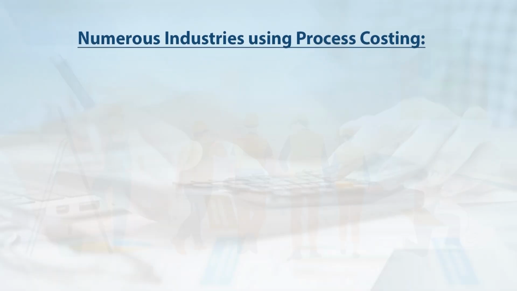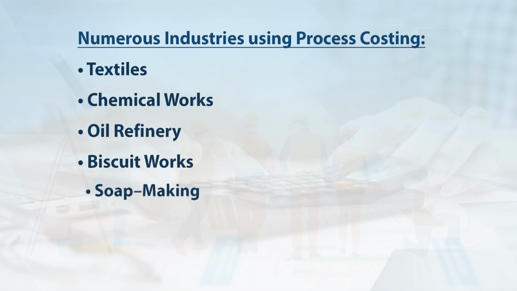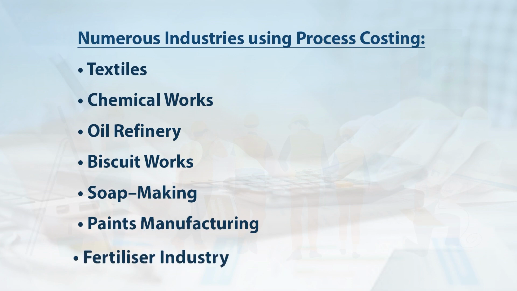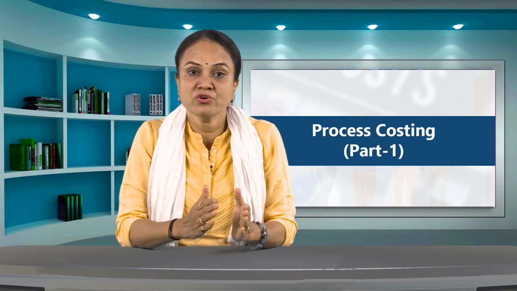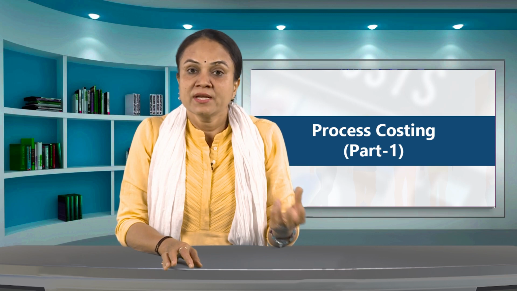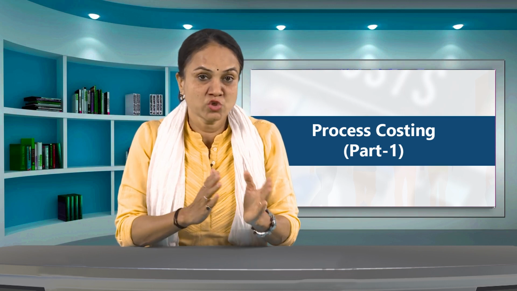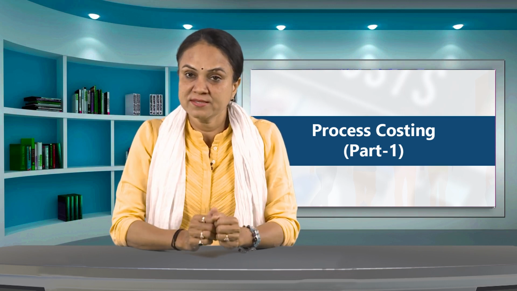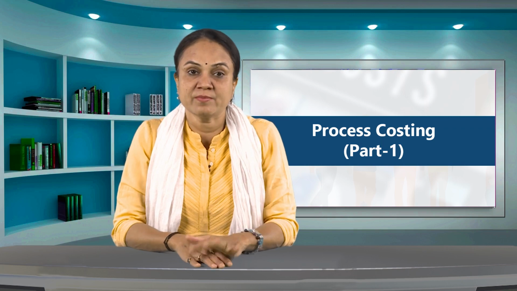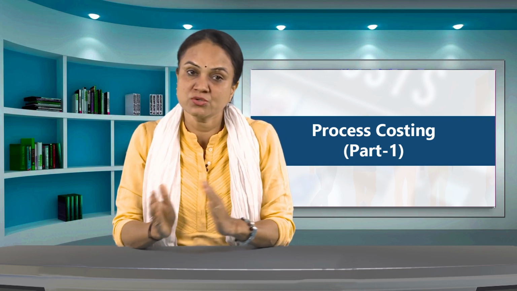There are numerous industries using process costing, some of which are textiles, chemicals, oil refinery, biscuit works, soap making, paint manufacturing, fertilizer industry, etc. In case of unit costing, cost of a product is categorized into different costs like prime cost, factory cost, office cost, cost of sales, etc. In case of job costing, cost of a specific job is ascertained, while in case of process costing, cost of each process is determined.